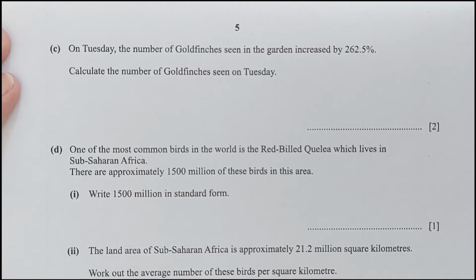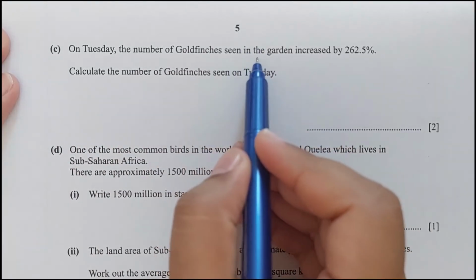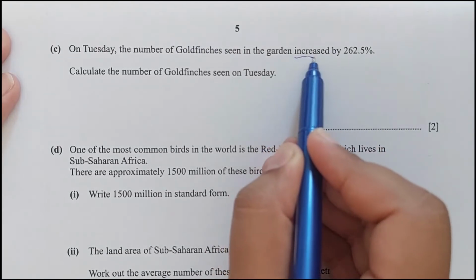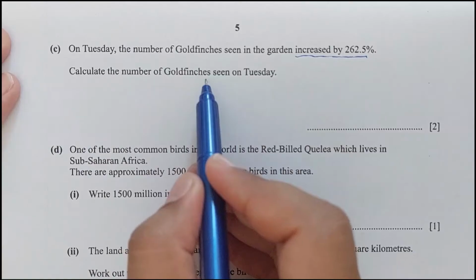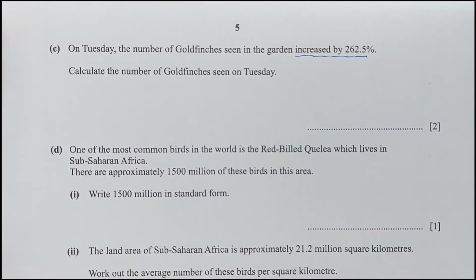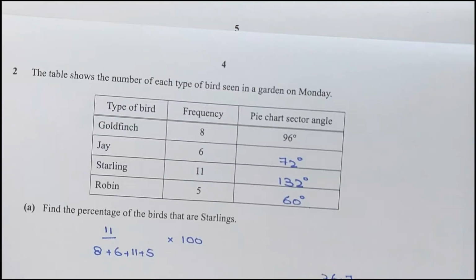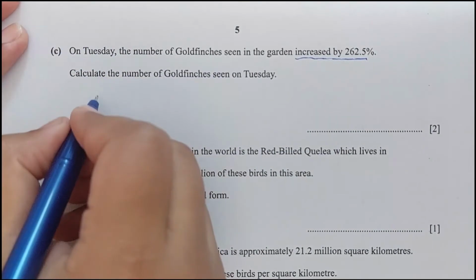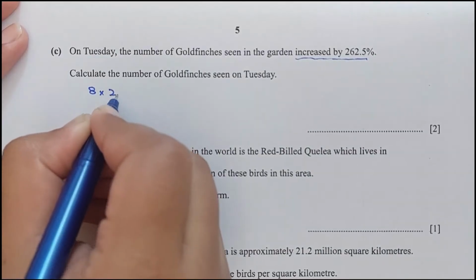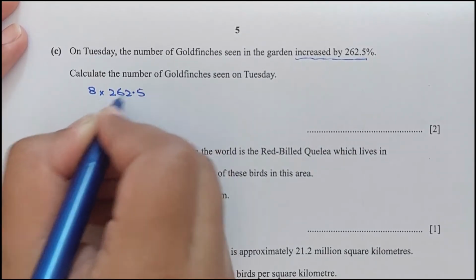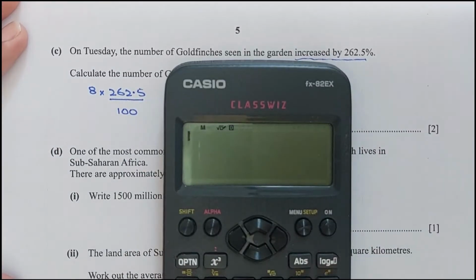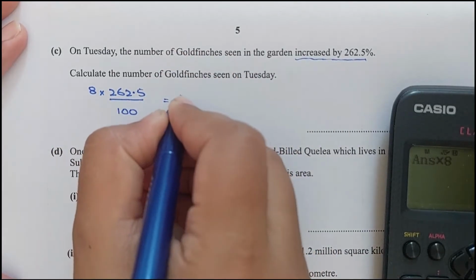Now for part C, on Tuesday, the number of goldfinches seen in the garden increased by 262.5%. Calculate the number of goldfinches seen on Tuesday. So the number of goldfinches seen on Monday are 8. Right? So first we have to find what is 262.5% of 8, which is 262.5% times 8, which is 21.